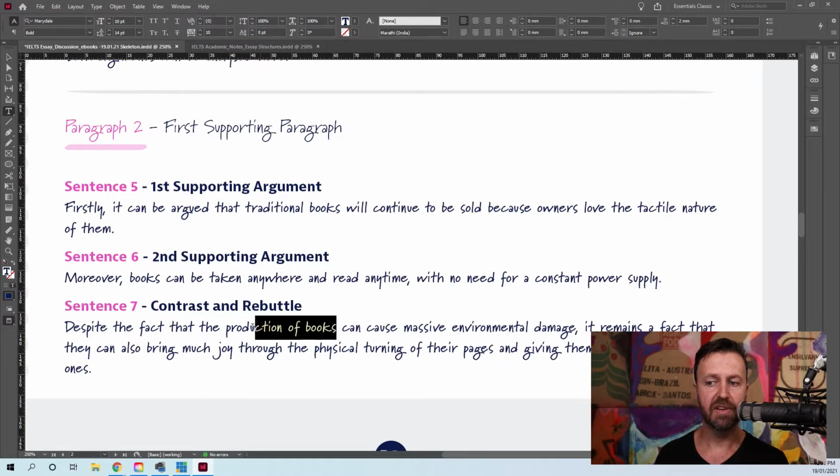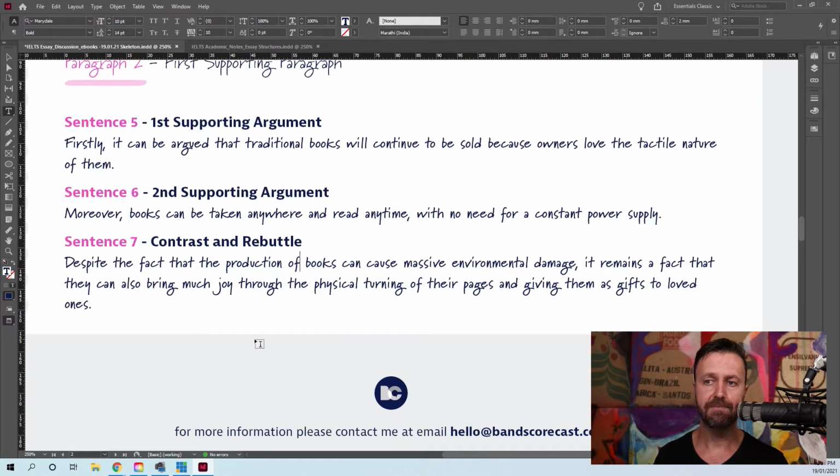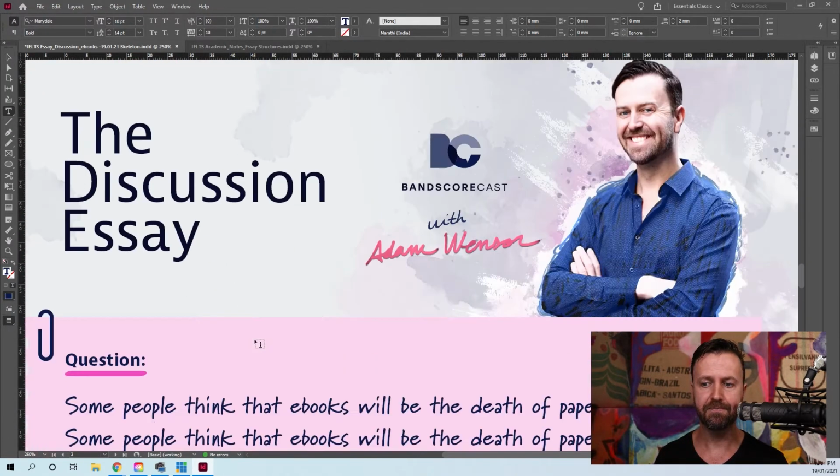We've got the production of books. So we've got our noun phrase there. So there's actually lots of really interesting grammar going on here. And if we read it as a flow, it really does work quite well. So I'm really happy with this at the moment. Okay, that's our second paragraph.